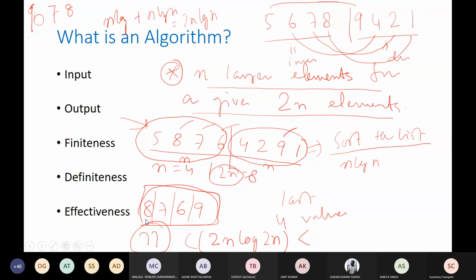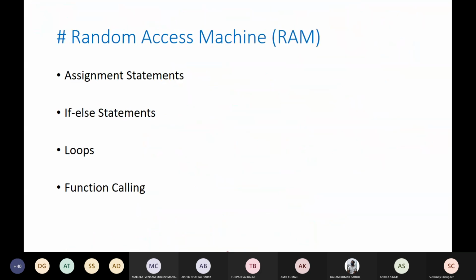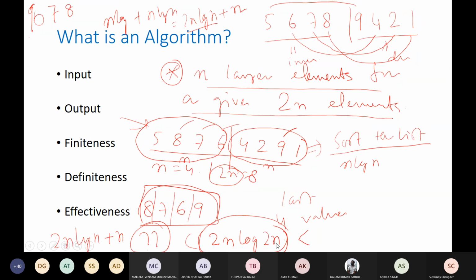Now what is the time complexity? 2n log n to sort these elements plus n comparisons between these two sets, which is much less than 2n log 2n. You can check with any value. So we need to study design and analysis of algorithms to always find the better algorithm.